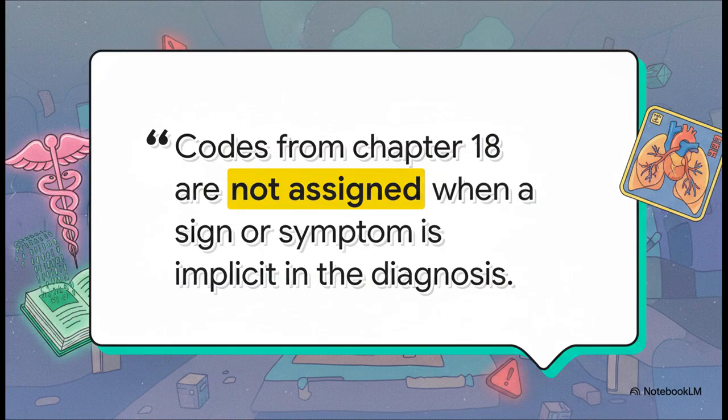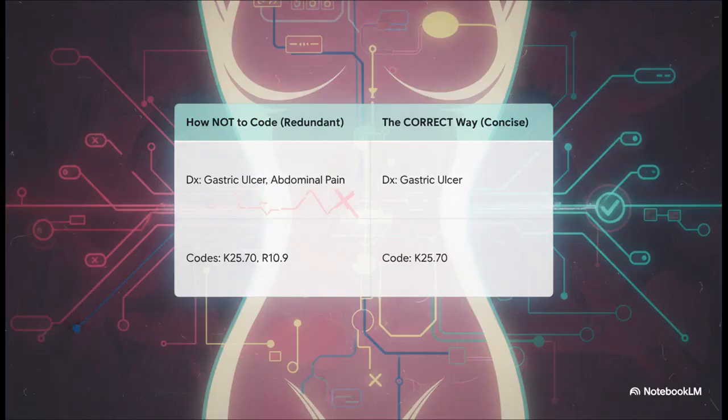Okay, I know that sounds a little dense and official, so let's break it down. All this is really saying is, if a symptom is just a normal, expected part of a diagnosis that's already been confirmed, you don't code it separately. Think about it. If someone has the flu, you expect them to have a fever, right? The fever is baked into the diagnosis of flu, so you wouldn't add a separate code for it. It's redundant.